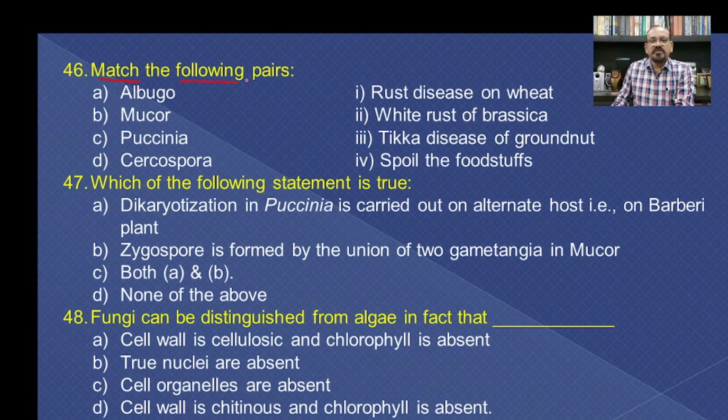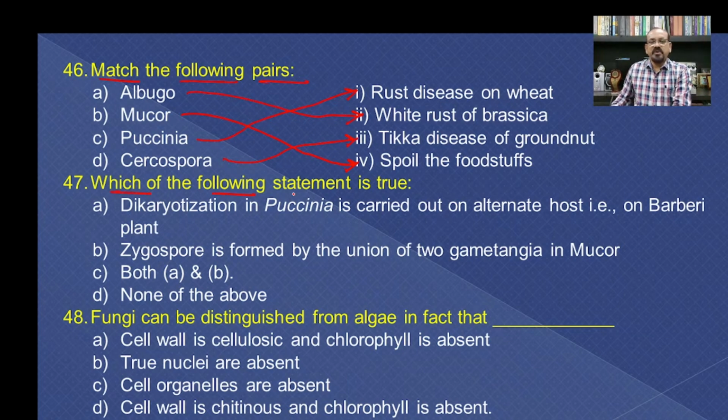Then again, match the following pairs. Albugo causes white rust disease on Brassica. Mucor is saprophytic and hence spoils foodstuffs. Then, Puccinia causes rust disease on the wheat plant, that is yellow rust, brown rust or black rust. Then, Cercospora causes tikka disease of groundnut.